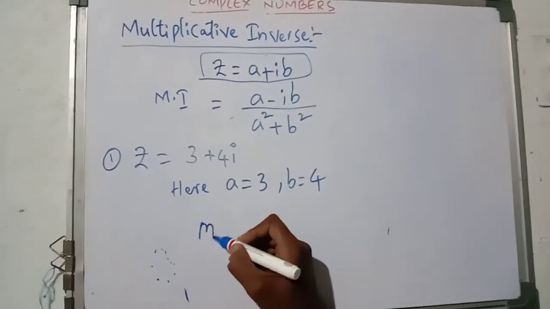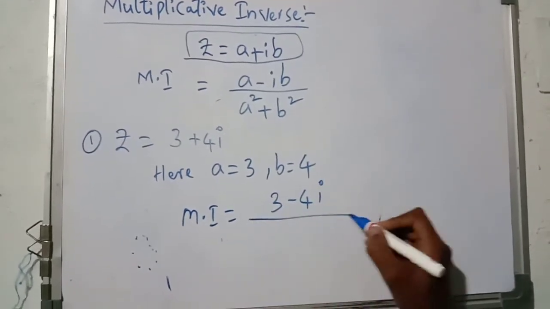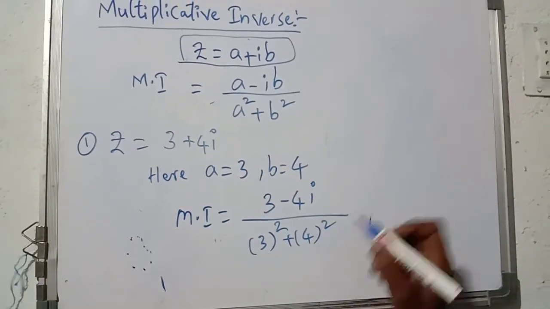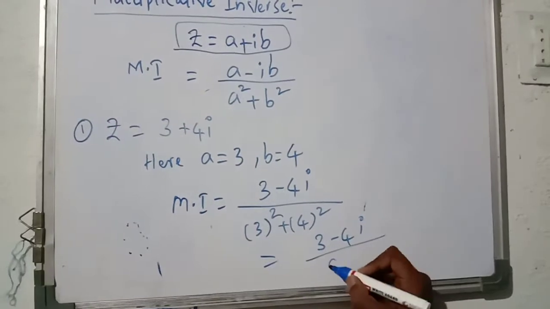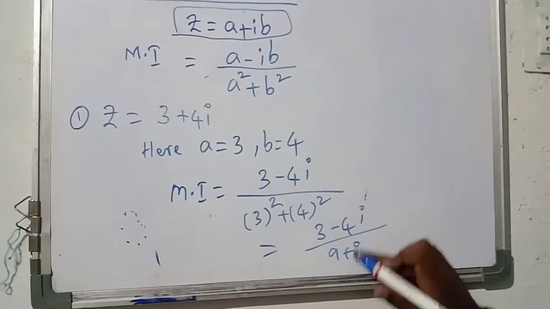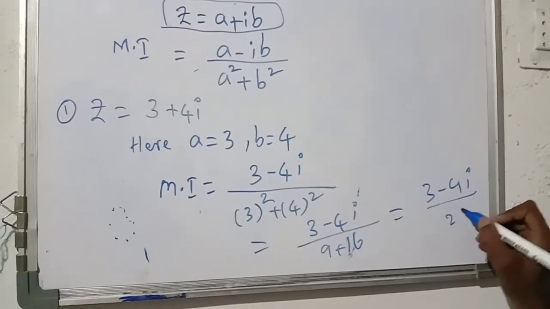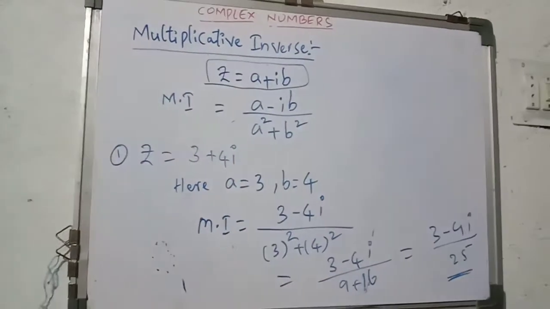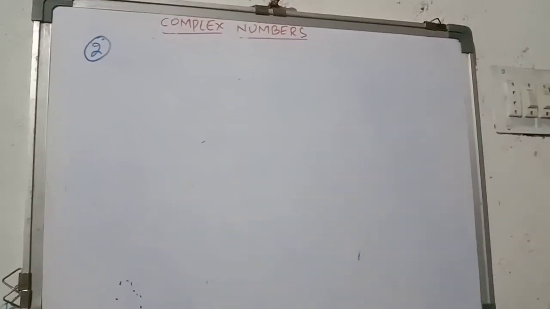So the multiplicative inverse equals (3 minus 4i) by (3 square plus 4 square). Next, calculate (3 minus 4i) by (9 plus 16). So the answer will be (3 minus 4i) by 25. This is the multiplicative inverse of 3 plus 4i. Okay. Take one more example for the multiplicative inverse.